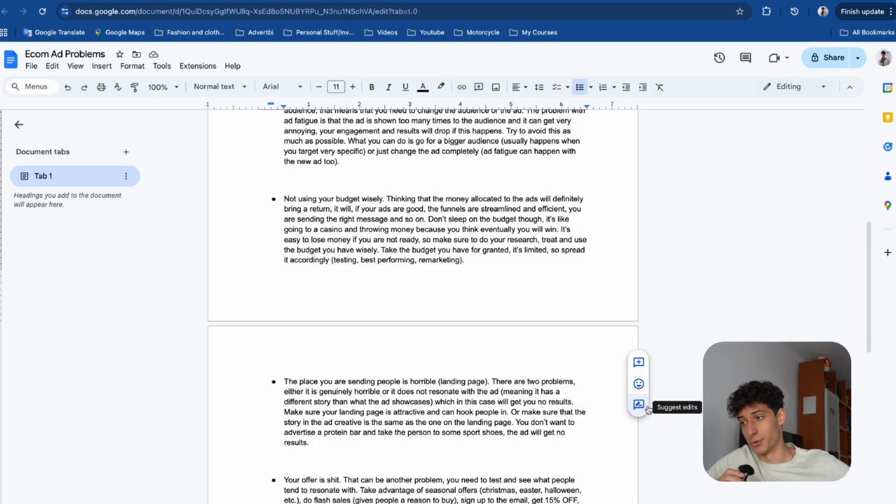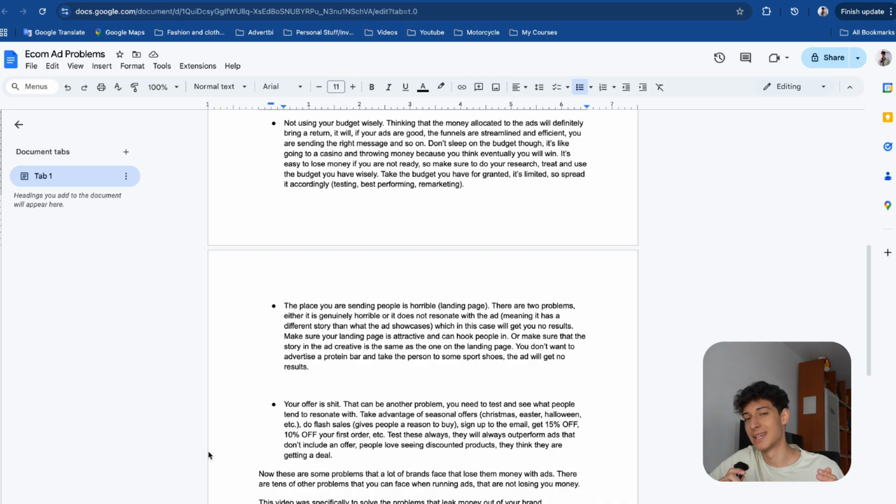Don't take the budget for granted because it's limited, so spread it accordingly to testing, best performing, and remarketing, and so on. Don't throw that money away because there's no point. If you're running a test and you lose that money, you gathered data, you ran a test. Now you know that you can't do that again. So don't lose your budget because you think, oh, I'll just run my ads, I'll leave them 2 weeks, I won't look at them, and then they'll automatically print money for me. It's not like that. You have to constantly look at them, see what's performing, turn off ads, make new ads, run a new ad, and so on. So don't take your budget for granted because it's not going to be unlimited.